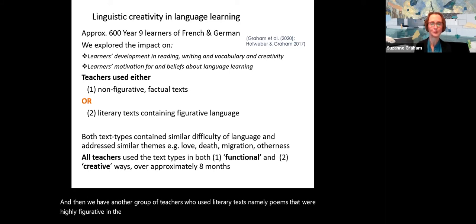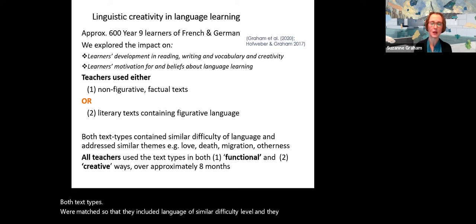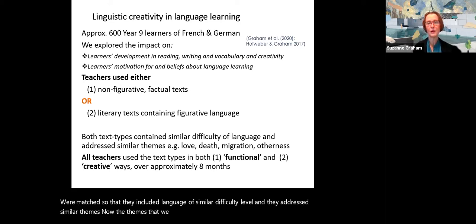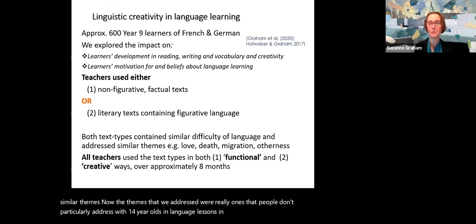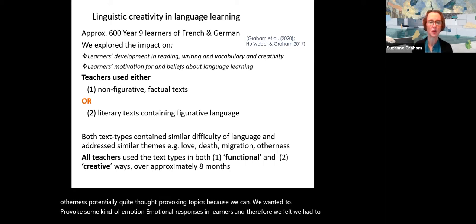language that they used. Now, both text types were matched so that they included language of similar difficulty level and they addressed similar themes. The themes that we addressed were ones that people don't particularly address with 14-year-olds in language lessons in class. So love, death, migration, and otherness. Potentially quite thought-provoking topics because, again, we wanted to provoke some kind of emotional responses in learners, and therefore we felt we had to have those kinds of topics.